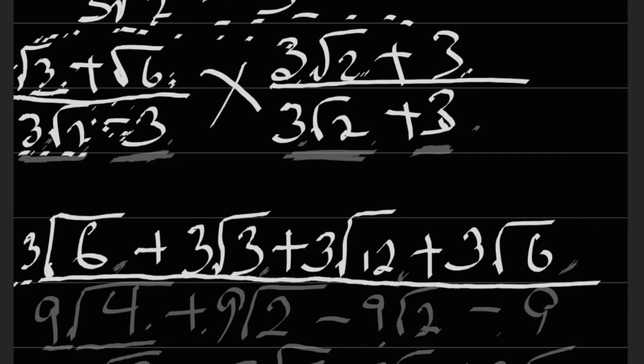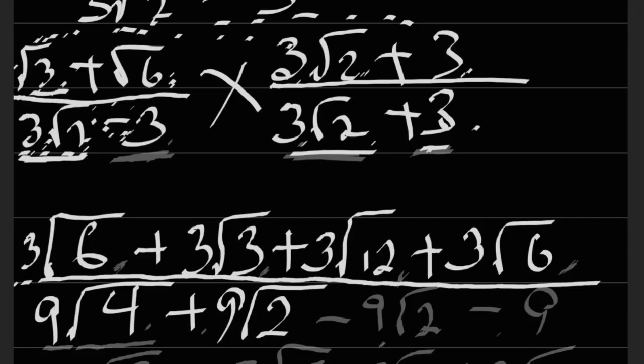3 root 2 times 3 root 2. 3 times 3, 9. Root 2 times root 2, that is root 4. This number will multiply this one again. That will be plus 3 times 3 is 9 root 2.